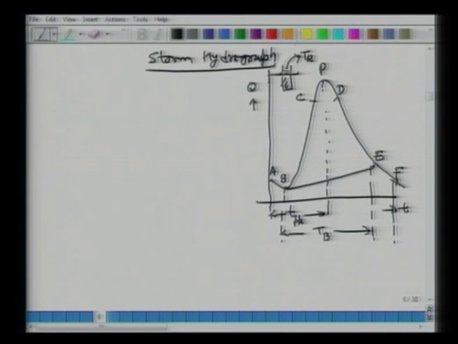We join the line, the beginning of the hydrograph B and the end of the hydrograph E. So, anything above this line, as we all know, is called runoff, and anything below is called base flow. All right. So, let us look at different portions of this hydrograph.